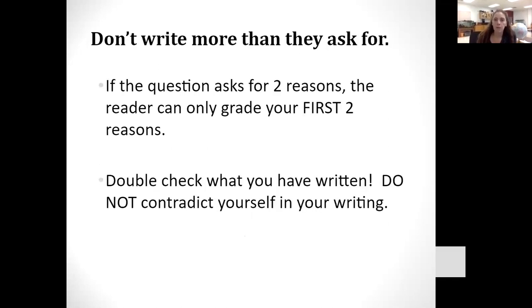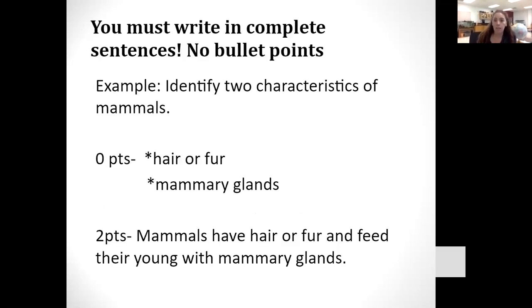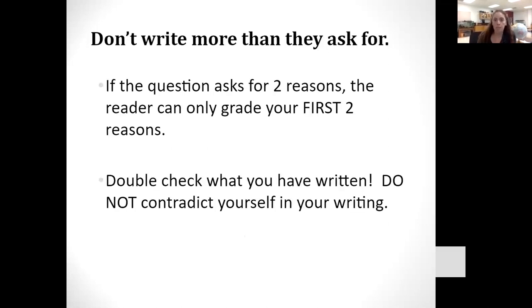Next, don't write more than they ask for. If the question asks for 2 reasons, like this one here wanted 2 characteristics, don't give 3. They're only going to grade that first 2. Don't go, well, I'll give 3 in case one's wrong. Doesn't work like that. You don't want to be contradicting yourself. 2 correct answers for 2 points, or do not give more than they ask for.